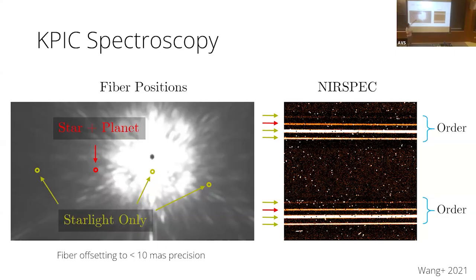So what we have to do is blindly place our fiber at the location of the planet and hope we got it right, and integrate for a few hours and hope we collected enough photons of the planet, and also photons of the star, to hopefully distinguish the light of the planet from the light of the star. The advantage of KPIC is that we can take images of the star at other positions and help us build a model for what the glare of the star looks like.